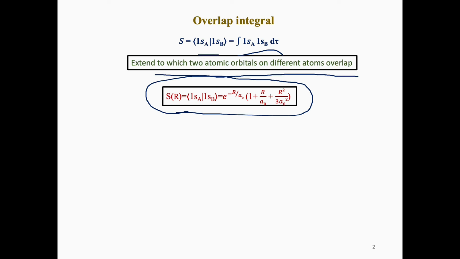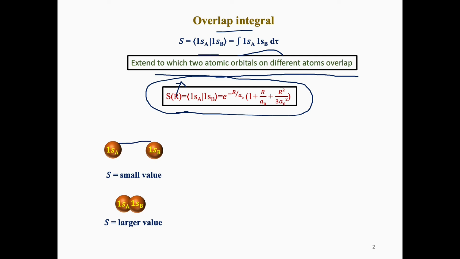And obviously this overlap integral is a function of the distance between the two orbitals. Consider 1sa and 1sb being separated by a large distance. Obviously the overlap will be very small, hence S will be a small value. And imagine 1sa and 1sb are very close to each other, then the overlap will be more, and S will have a larger value.